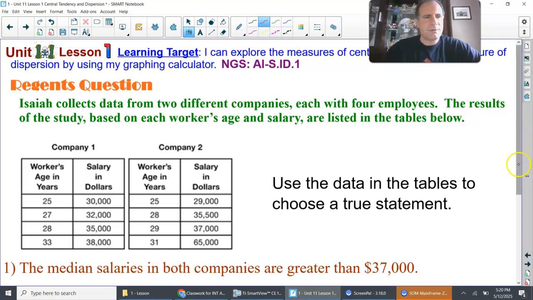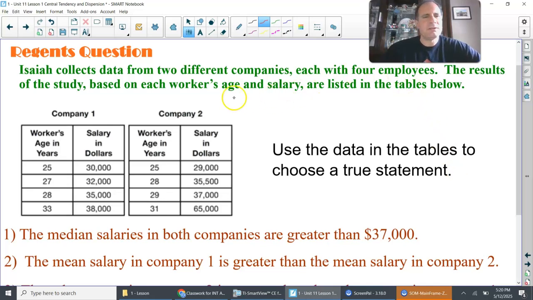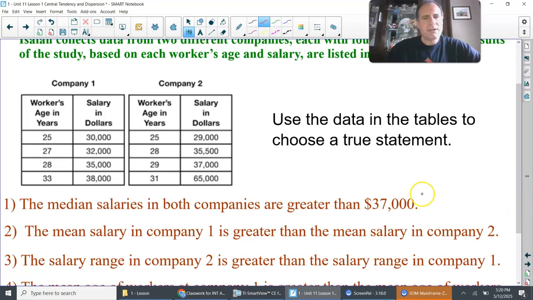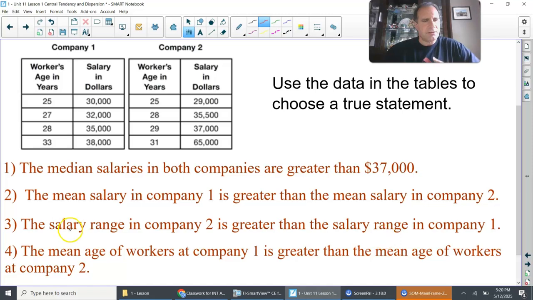Here's another regions question. Isaiah collects data from 2 different companies, each with 4 employees. The results of the study based on each worker's age and salary are listed in the tables below. So here's the age, here's the salary of each of the workers. So it just wants you to use the data in the tables to choose a true statement. So they're talking about the median salaries of both companies.